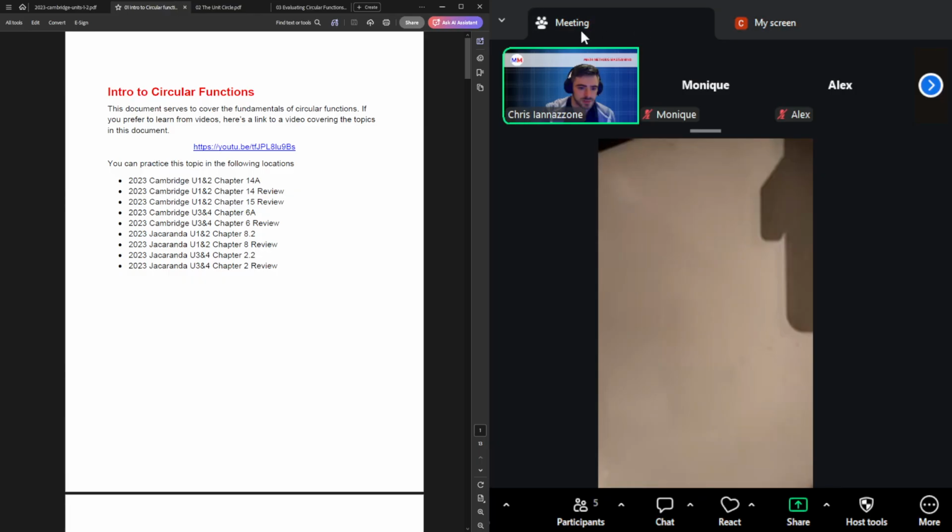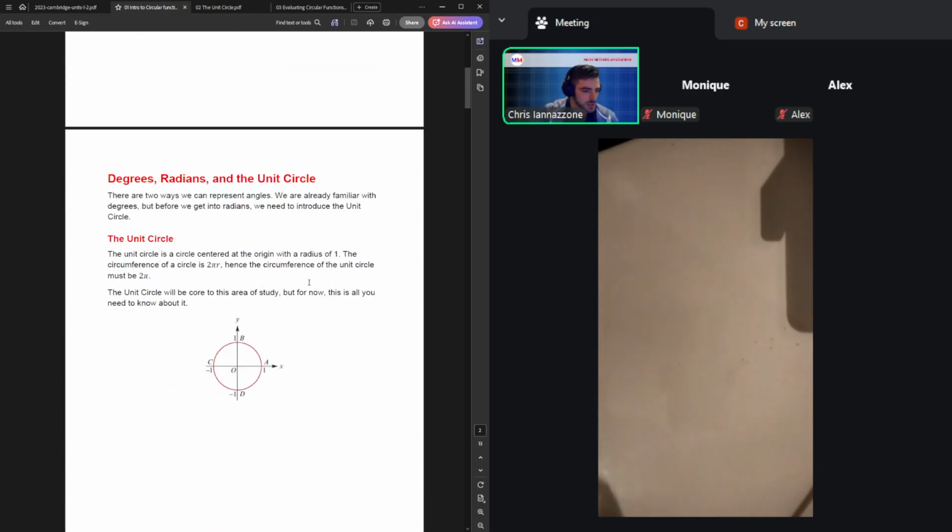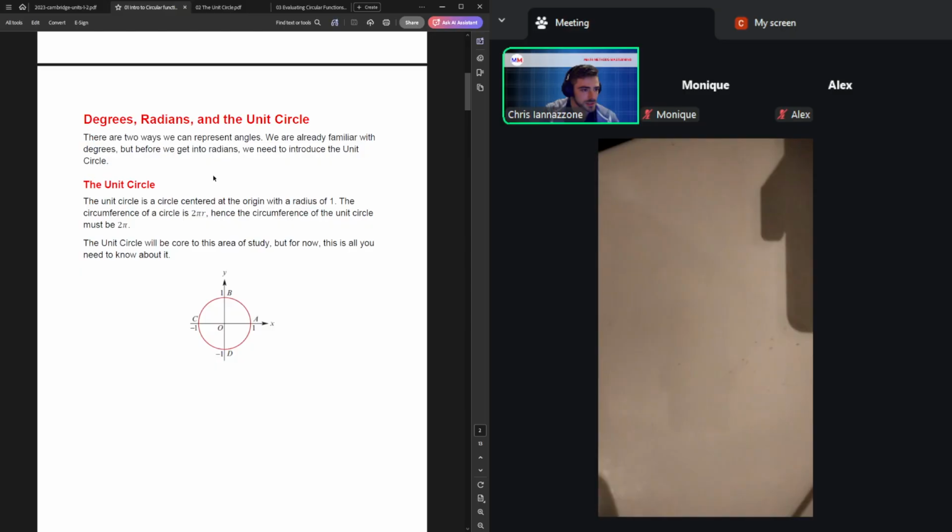But okay, so circular functions, what's going on here? This is where you start using sine, cos, and tan in other applications than just finding the trig ratios, just doing like your SOHCAHTOA stuff. You start being able to plot those on graphs, and you start knowing how to evaluate the angles and turn them into specific values. And the way we do that is with reference to this thing called the unit circle.